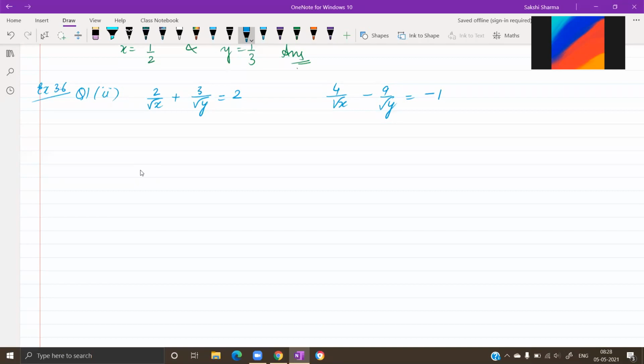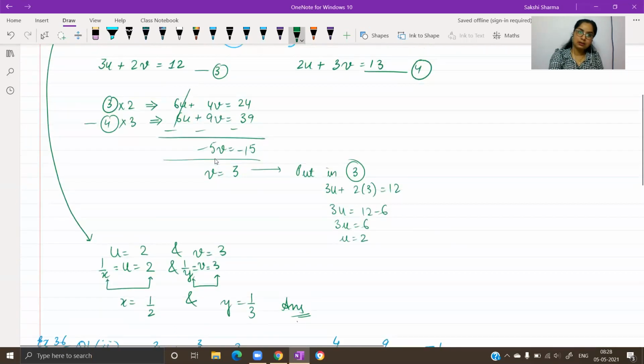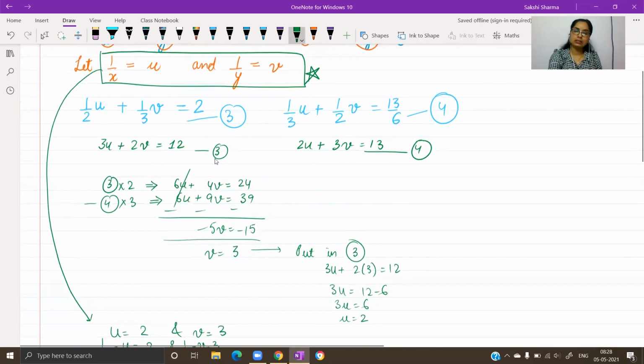Exercise 3.6, question number 1, second part. We have to convert these into pair of linear equations. कल हमने ये पार्ट किया था. If you have like nothing about in your mind, this is the one we did.